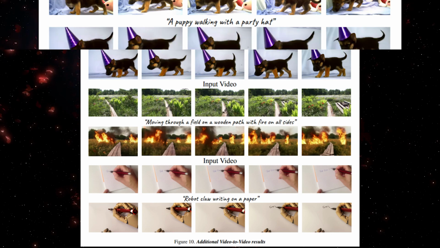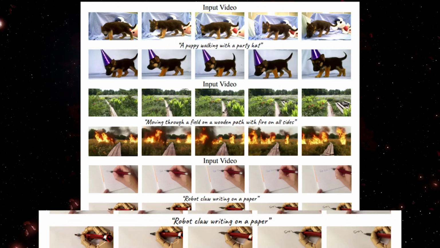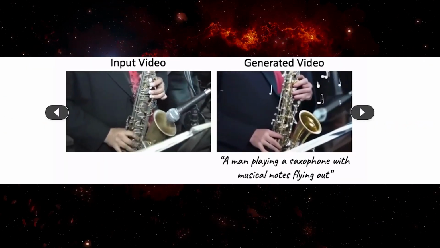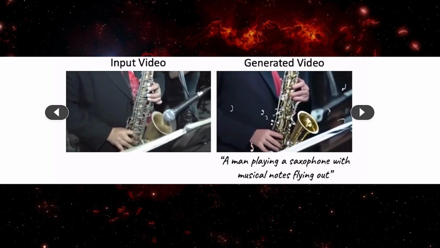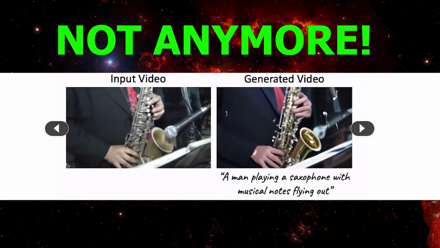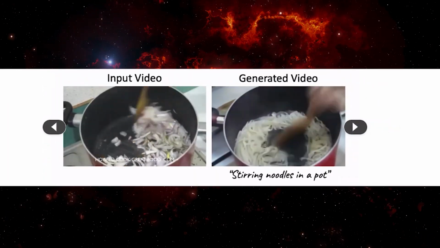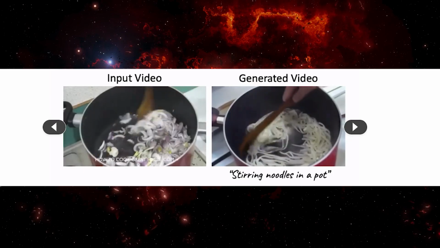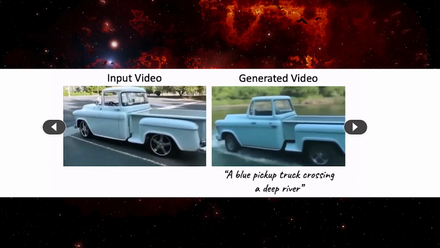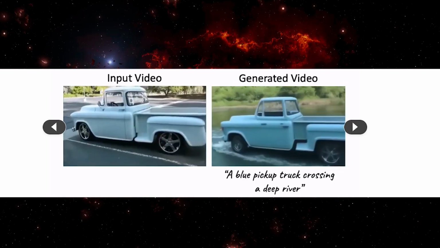Not only is it capable of maintaining the same environment and adding additional effects, like in the aforementioned case of fire field, saxophone player with musical notes, which, by the way, would be something you'd have to use software like After Effects to create. Not anymore. Sorry for the tangent, but it can also replace the subject matter, like replacing the contents of a pot with noodles that move fairly realistically while being stirred, or a truck coasting in a parking lot instead coasting on the coast into some water with the water affecting the driving of the vehicle.